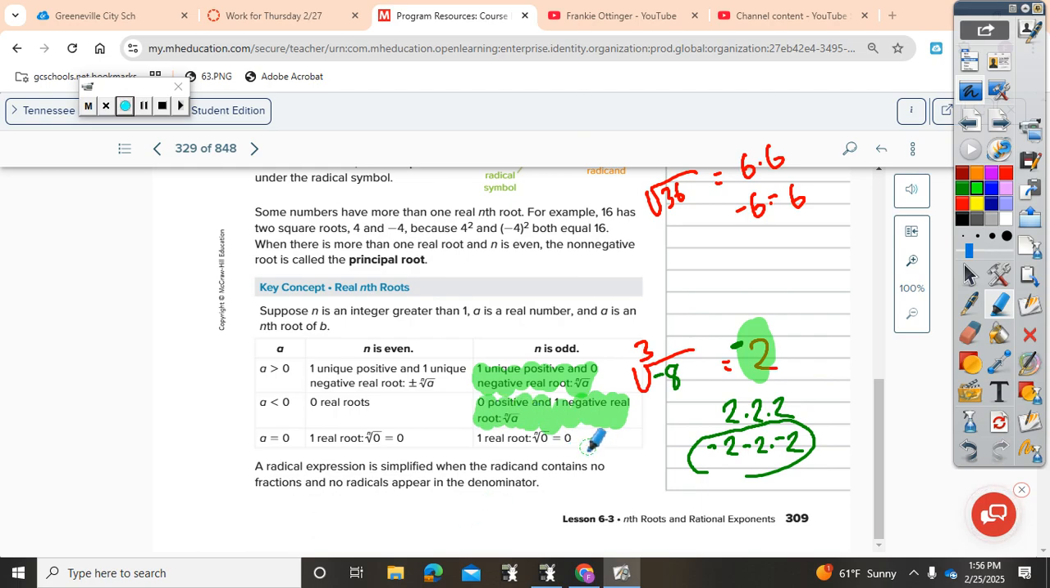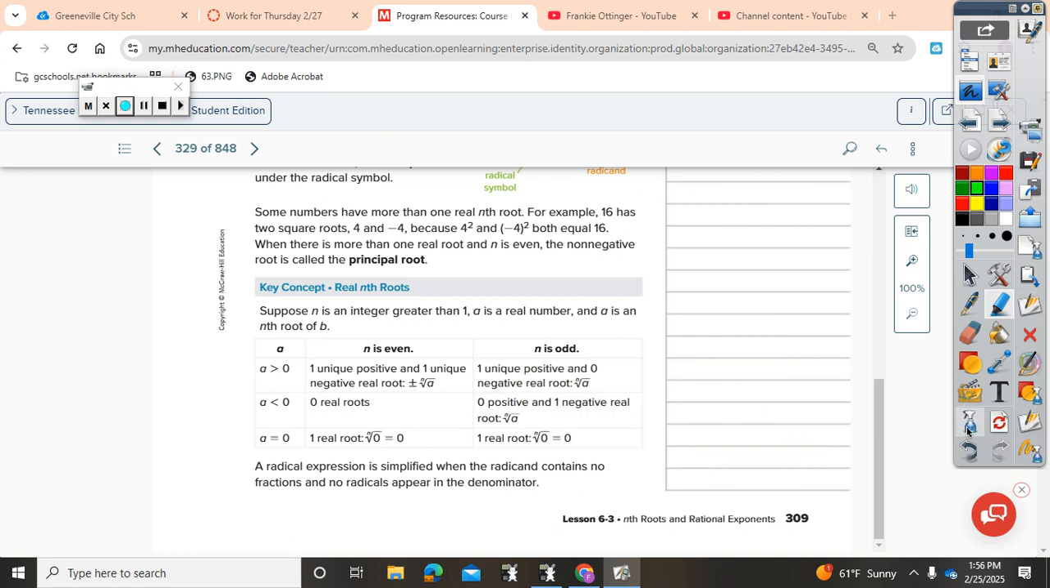And then technically when you cube root anything, you also get 1 real answer, because the cube root of 0 is just 0. So long story short, if n is odd, you have 1 real solution, no matter what. If n is even and your number's positive, you have 2 real solutions. Negative, 2 imaginary, or 0 real, and 0 is 1 real. So actually not a whole lot new there.